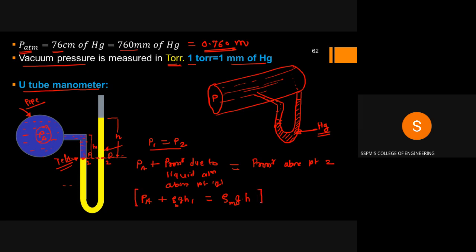By using this equation, you can measure the height h, which is the level difference. We can measure h1, which is the height of the liquid on the left side. From this, we can determine the pressure inside the pipe, which is PA. So here PA is equal to rho mercury g h minus rho water g h1. In this way, we can use the U-tube manometer to determine the pressure inside the pipe.